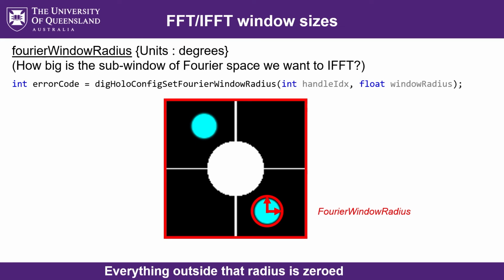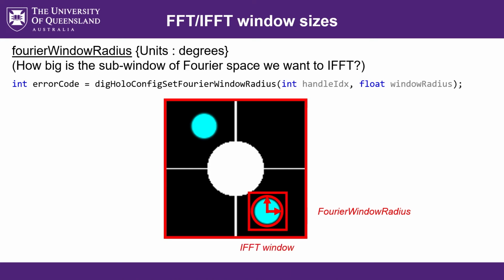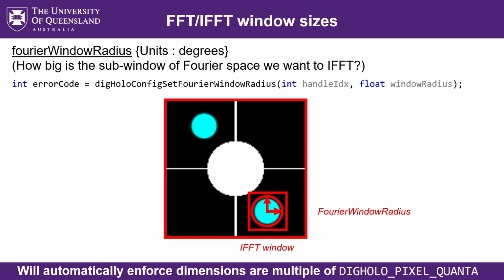Now numerically, the inverse Fourier transform will be a square or rectangular window rather than a circular window, but any region outside that Fourier window radius will be zeroed. And as with all dimensions, it will be enforced as a multiple of digHolo_pixel_quanta, which at time of recording is 16, meaning that the dimensions of your reconstructed field, but also your initial FFT, will be multiples of 16. It does that so that everything fits into a whole number of AVX 256-bit vector registers.